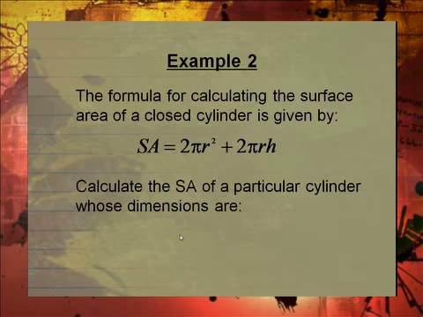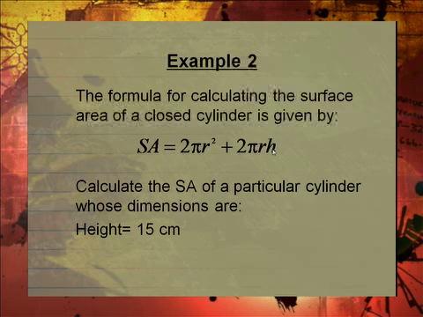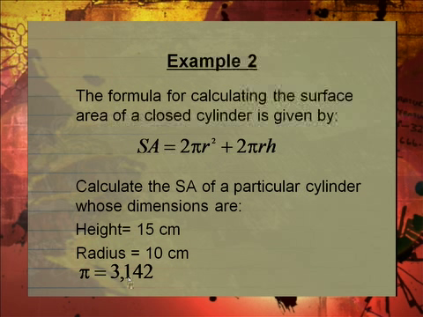The question says calculate the surface area of a particular cylinder whose dimensions are, now I'm giving you the dimensions, the height, meaning this h. The height is 15 centimeters. The radius is 10 centimeters. And we have this guy here, pi. This pi, we will give it to you as 3.142 or something similar. Just listen to the question, follow the question. In this case, I've given you pi as 3.142. We're going to use it.